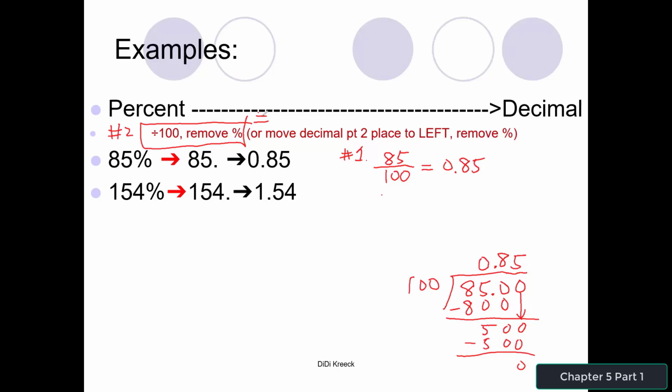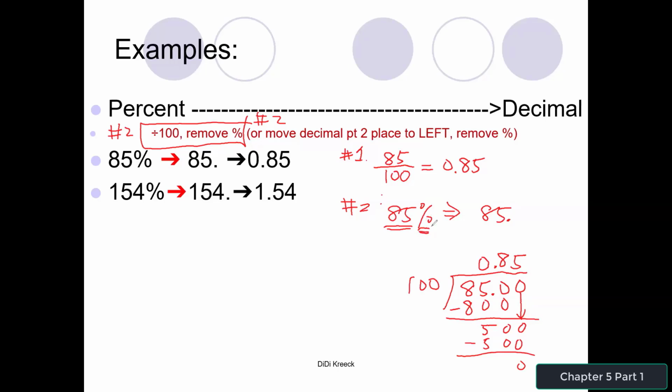Method number 2, simply if I have 85%, then we write down the number part without the percent, which is 85, right? Any whole number has a decimal form, and in the decimal form of a whole number the decimal point is right after the last digit of the whole number. And changing percent into decimal, we know it's divided by 100 because percent means per 100.